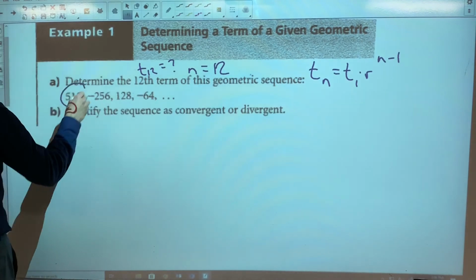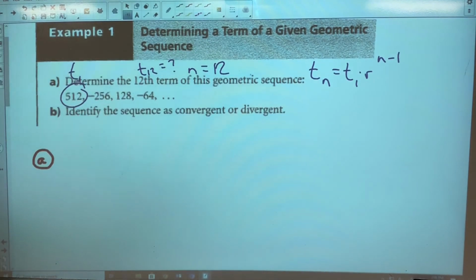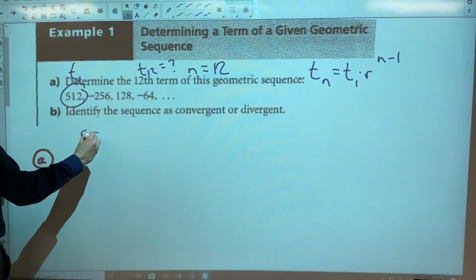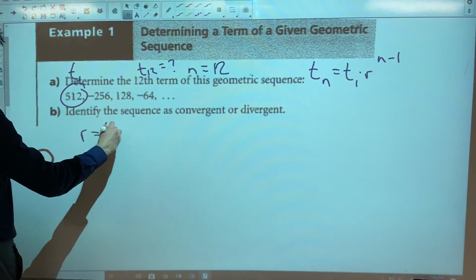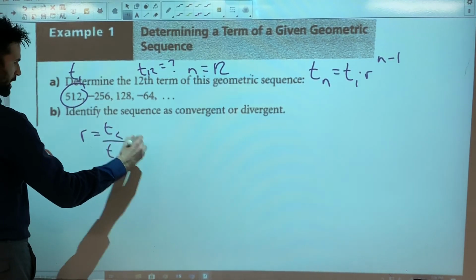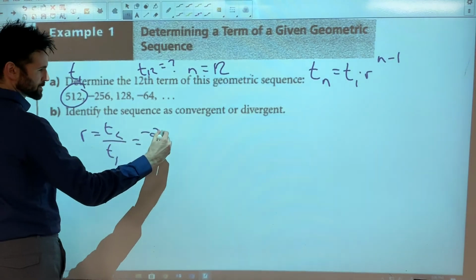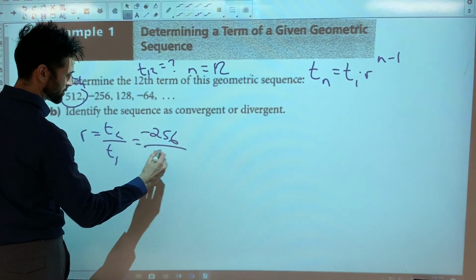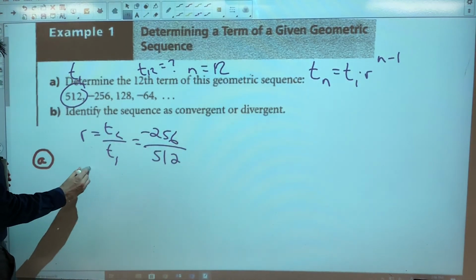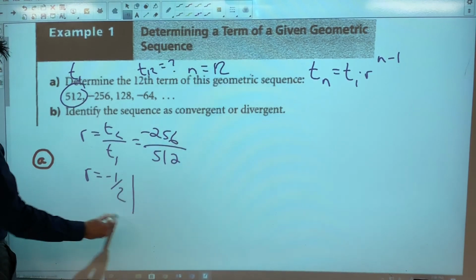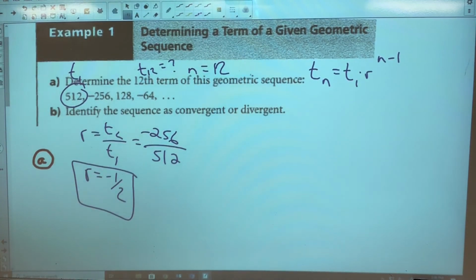Let's see. This is term 1. So 512 is term 1. We could find our common ratio by going term 2 divided by term 1. So be very careful. Term 2 is negative 256. Term 1 is 512. And I've got a bit of experience, and I know that that just reduces down to a half. So it's negative a half. Let me know if you guys disagree. Any questions so far? No.